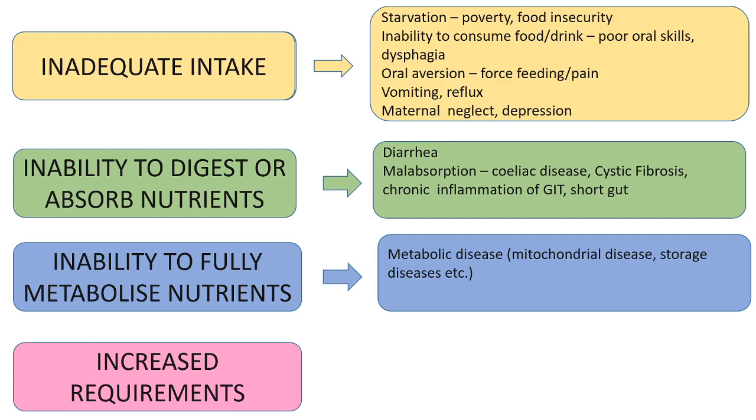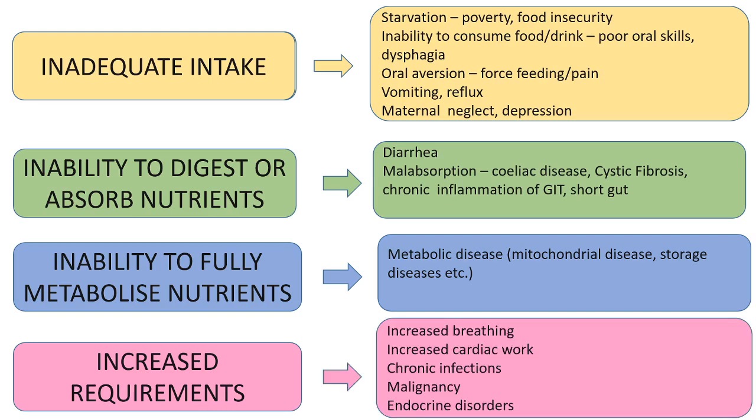And the last one, increased requirements. Why can we see this? Increased breathing. What is it? It's respiratory distress syndrome. In this situation, organs work so hard and need more nutrients. Increased cardiac work, heart failure, congenital heart abnormalities, cardiomyopathy. This patient again will demonstrate low nutrition.